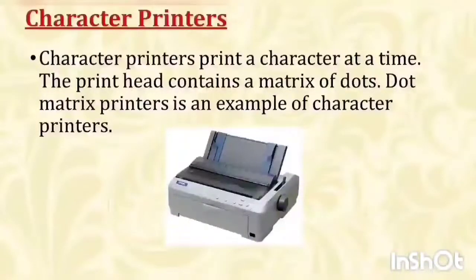So all your alphabets, numbers and your special characters like @, ampersand, $, hash, these are all called characters in computer. So whether it is alphabets, numbers or special characters, one by one it will print. Whatever data has to be printed, accordingly it will print character by character. So dot matrix is an example of character printer, and it uses dots to print the characters.